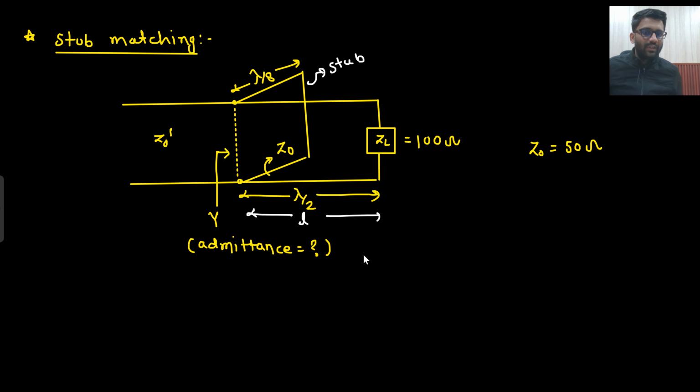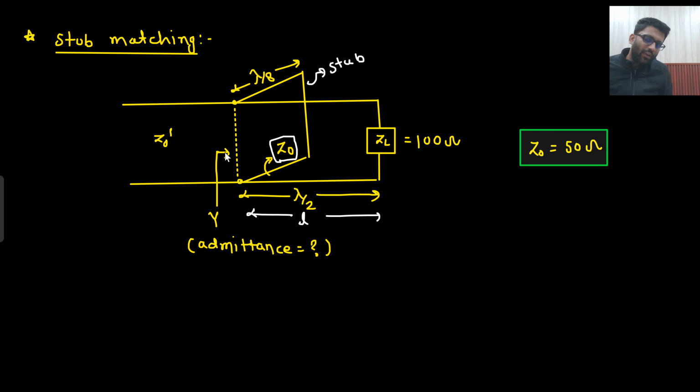So what they have said is, from the load at a distance lambda by 2, you have connected a stub. This will be written in the examination. So don't get confused with the name stub. What do you mean by stub? A transmission line where the load is either open circuited or short circuited. So you have connected a stub which has a length of lambda by 8. This transmission line has a characteristic impedance of Z0. That value is 50 ohm.